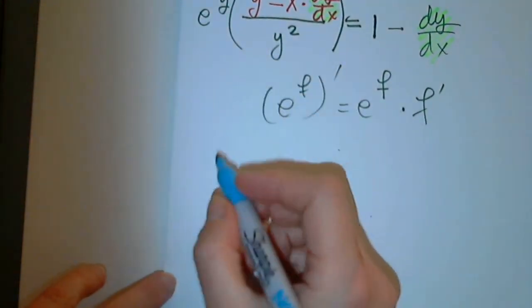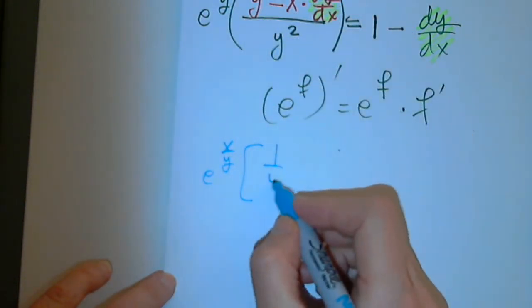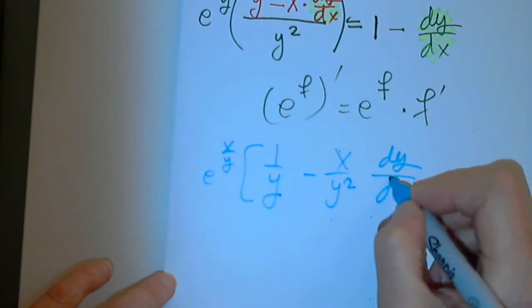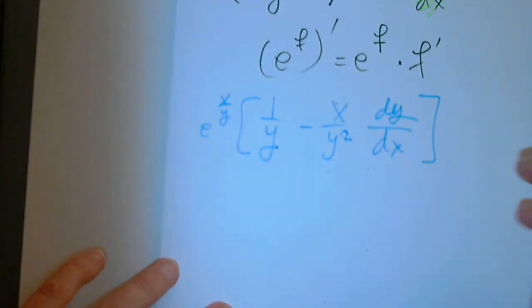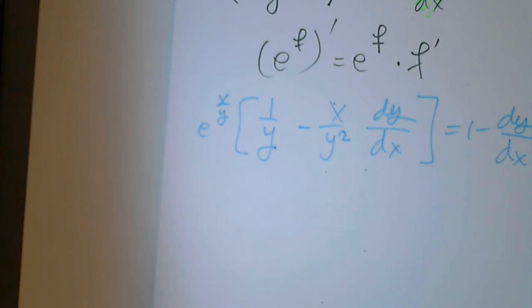So e to x over y over y squared will be 1 over y minus x over y squared dy over dx equals 1 minus dy over dx. Now let's see if this is clear so far. So the numerator has a difference of two quantities. So I put the first quantity over y squared and simplified it. And I put the second quantity over y squared and I have it here. Is this okay? Everyone? Yes?